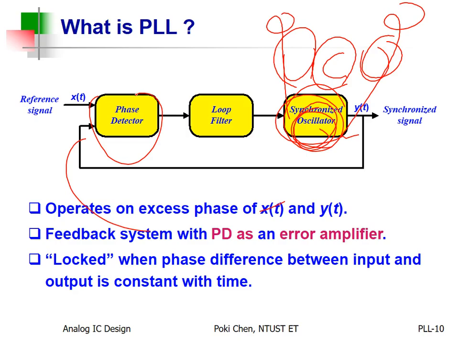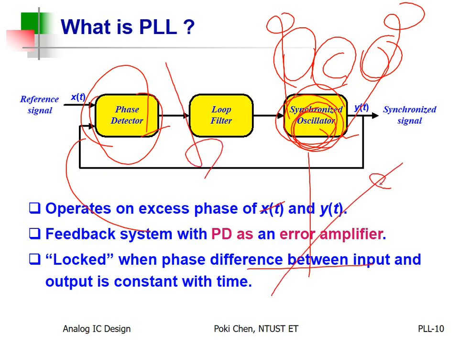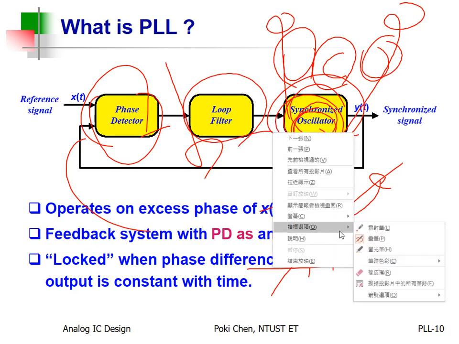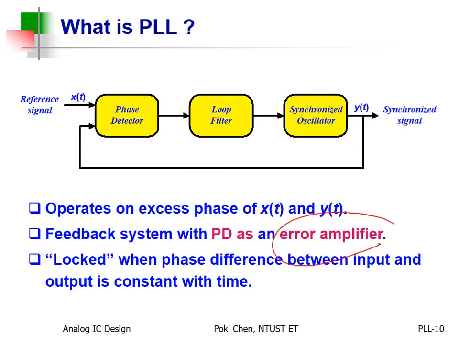For example, if the lady says, okay, forget about it, I would like to stop, so she slows down to your back. Then you can slow down also, because you saw the lady is behind you. So you need to slow down, to generate less output voltage, to lower the oscillation frequency. That's it. Why we need such a loop filter in between, later I will explain. Anyway, the phase detector behaves like some kind of error amplifier. The error means what? The phase difference.